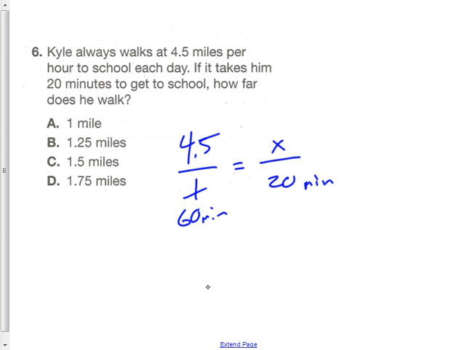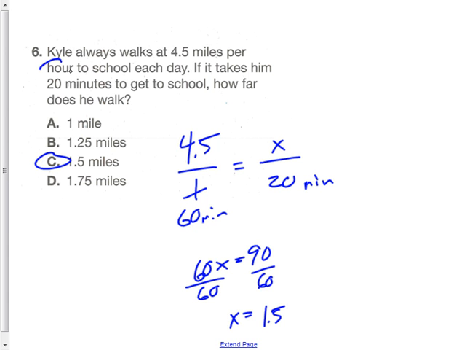Now let's cross multiply. So we get 60x is equal to 4.5 times 20, which is 90. And then if we divide both of these by 60, we end up getting 1.5 miles. Okay, again, the key here was for us to notice that we needed to change the hours into minutes so that way we could work this problem out.